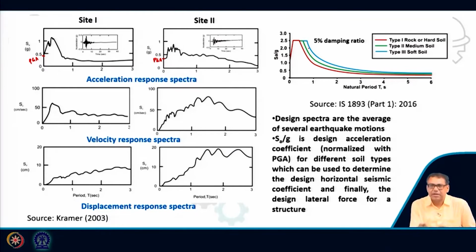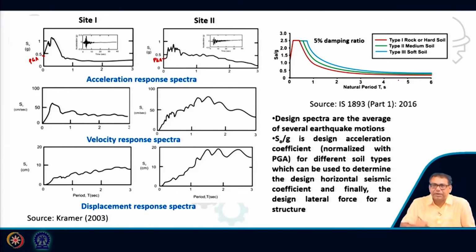So, design spectra is somewhat different from the actual spectra. Design spectra is smoother compared to actual spectra. Design spectra are basically the average of several earthquake motions. So, here you can see this design spectra is given for different types of rock or soil: for hard rock or hard soil, medium soil, and soft soil.